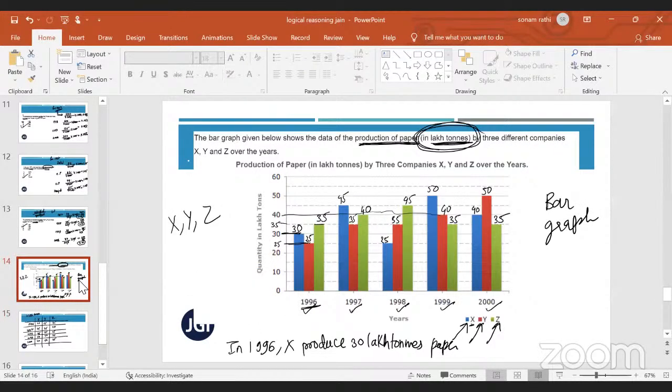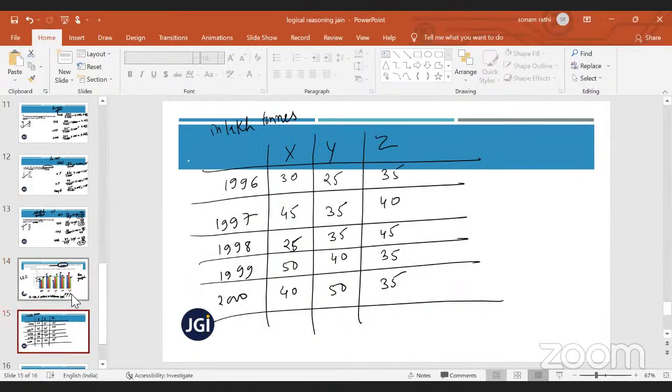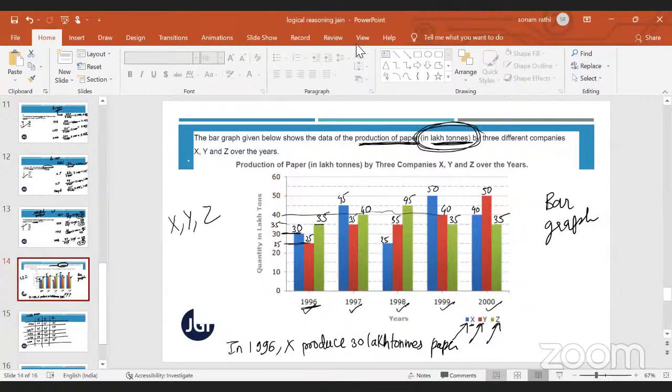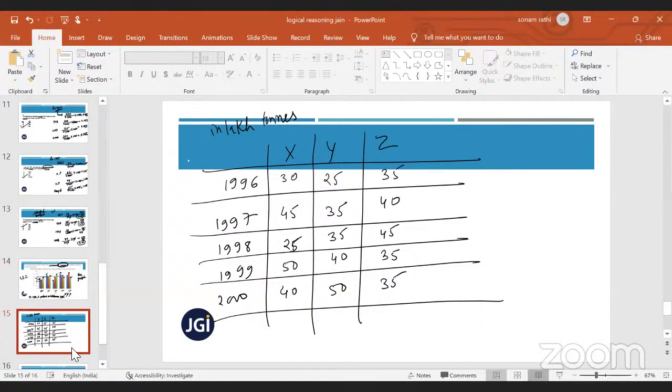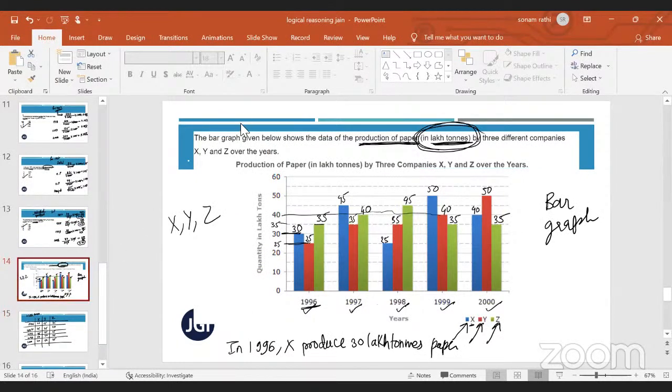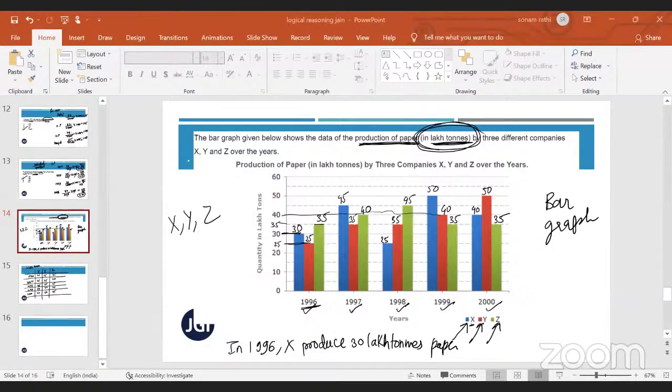So the question can be given to you in any form. They can give it in a bar graph, or they can give it in a table, so you should be able to read it properly. Is it clear to everyone? We'll come to pie chart also. Today we will do bar graph and tables; in the next class, we will do pie chart. They can give you the same question in a table and in a bar graph. Now let's start solving questions.